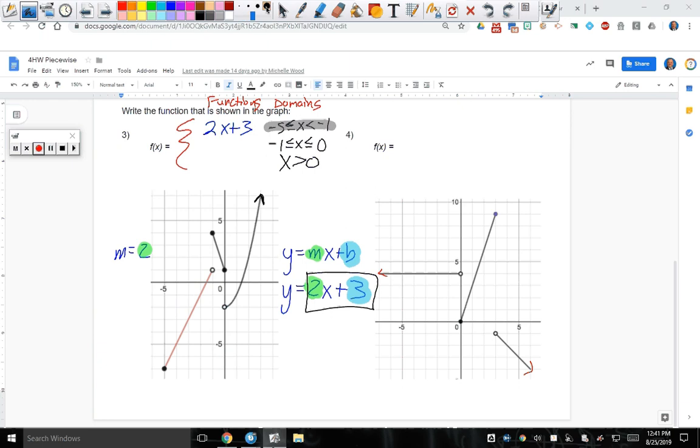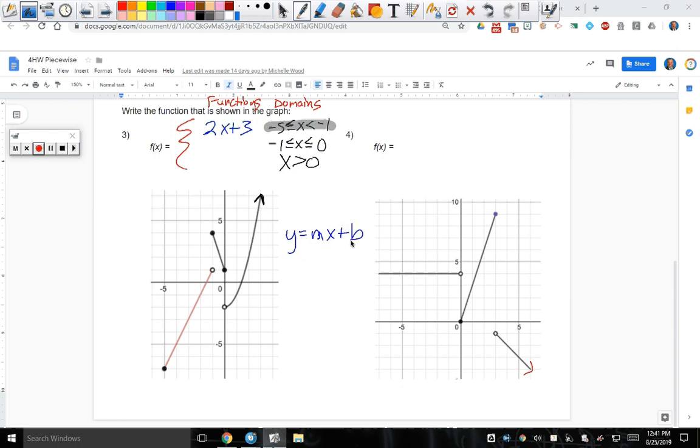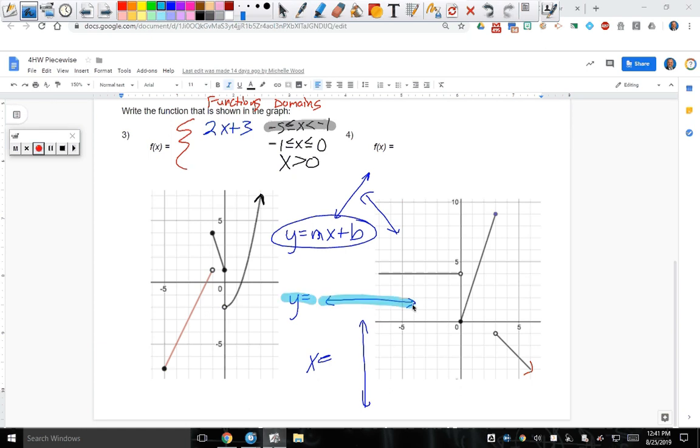So let me erase. The next one is also going to be a line, y equals mx plus b. And just so you know, if it's a diagonal line either going up or down, it's going to be this. If it's a horizontal line, it's going to be y equals some kind of number. And if it's a vertical line, it will be x equals a number. So if it has just y, it's horizontal. If it has just x, it's vertical. But if it has both the x and the y, it's going to be a diagonal line.